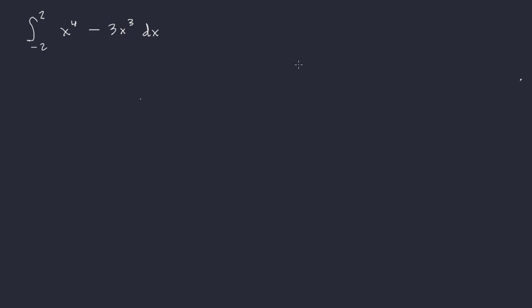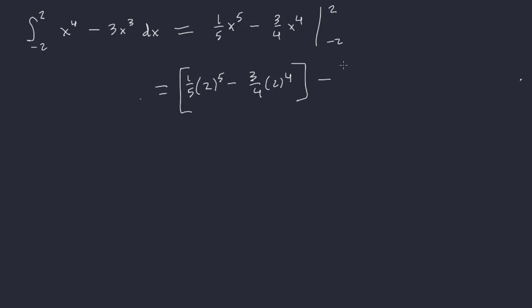Now, we could just tackle this the long way, the normal way, right? So just integrate it directly. Integral of x to the fourth is 1/5 x to the fifth, and then we'll have negative 3/4 x to the fourth, and we'll just evaluate it from negative 2 to 2. Okay, so we plug in the 2 to get 1/5 times 2 to the fifth minus 3/4 times 2 to the fourth. Okay, so that's plugging in the 2, and then we plug in the negative 2 to get 1/5 times negative 2 to the fifth, minus 3/4 times negative 2 to the fourth.